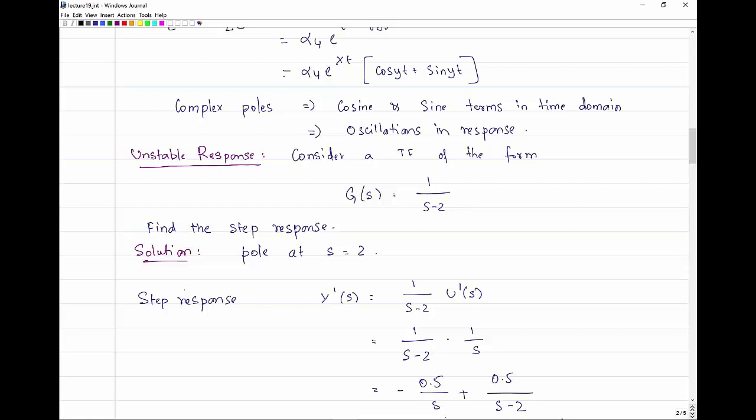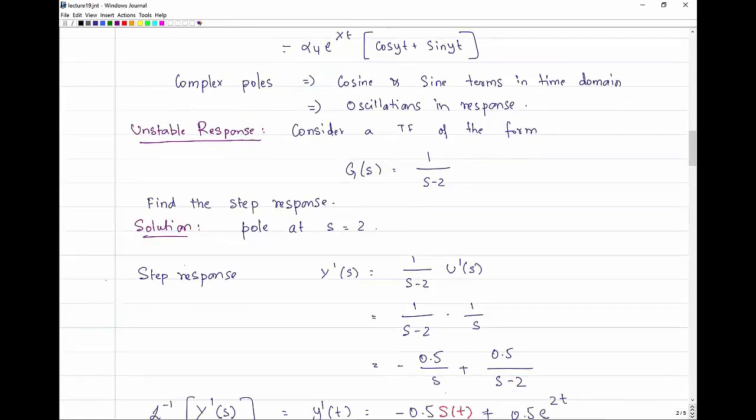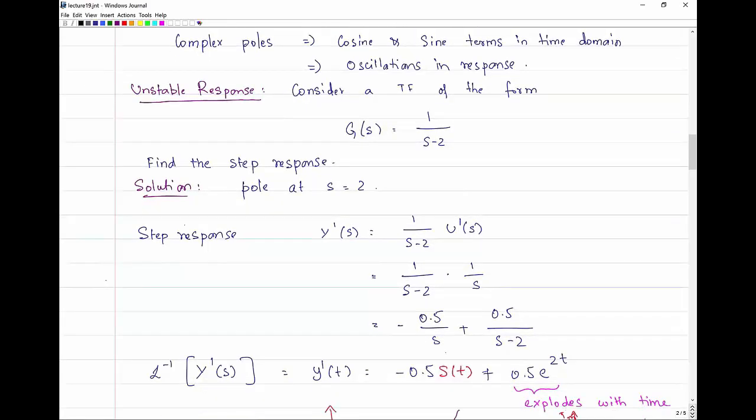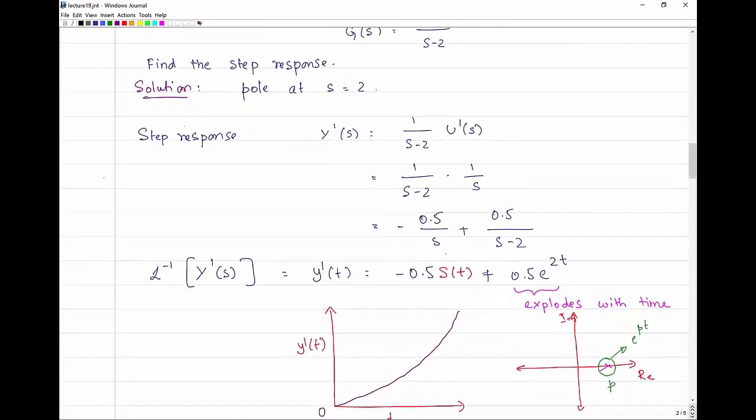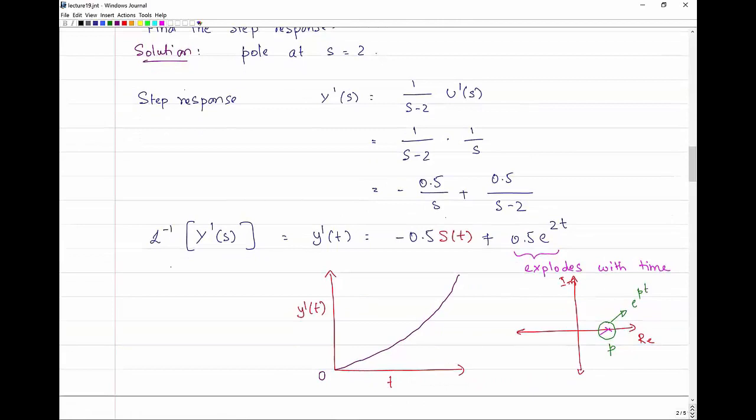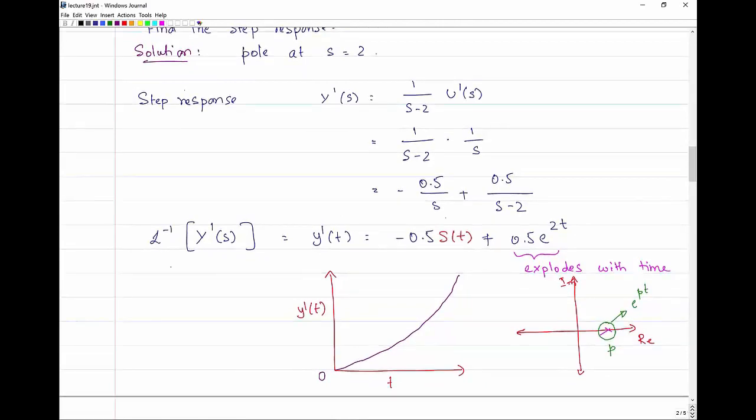It has a pole at s equal to 2, and the step response can be obtained by simply multiplying the transfer function with the Laplace transform of the step input. After going through the standard algebra, you'll notice that the response is given by negative 0.5 times the step plus an exponential term, which explodes with time. What you will notice is that the pole of this transfer function is actually at 2, which is on the right-hand side of the imaginary axis.